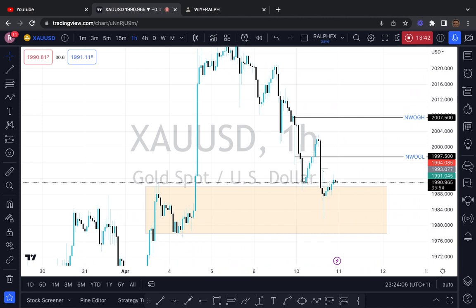6 wins, and for every win we get 2R. So that's 12R, and then 7 losses. So 12 minus 7, 5R. So currently up 5R after taking 13 trades. 13 trades, 6 wins, 7 losses. That's not so bad, right? Not so bad.